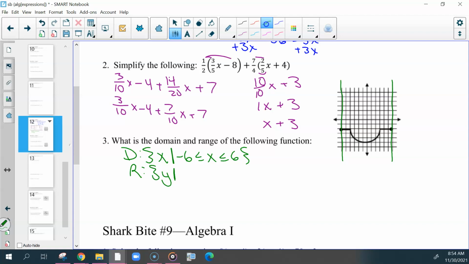What was your lowest point? I think that's right. 1, 2, 3, 4, 5. Yep. Negative 5. And then your highest point? Negative 2. So negative 5 to negative 2 would have been your range. Questions on that one?